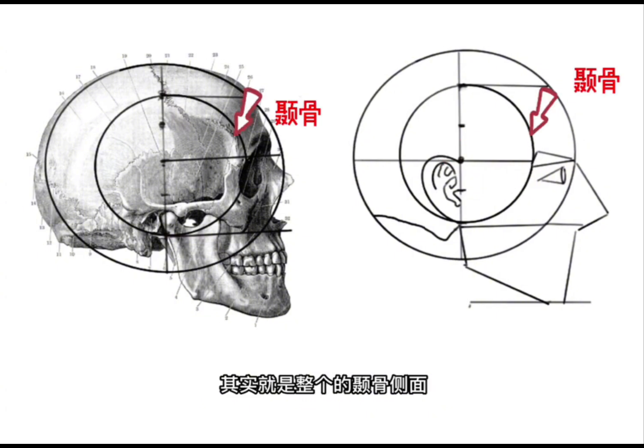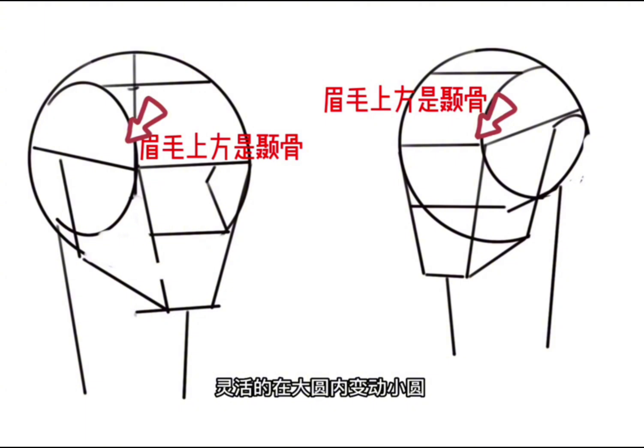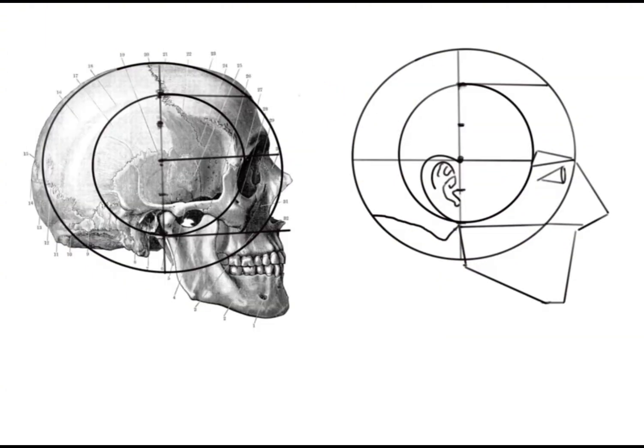Knowing the principle of the small circle, flexibly changing the small circle within the large circle can obtain different angles and figures. The above is the basic criterion of Loomis's painting method. The first step in learning is to memorize it first, no matter what.